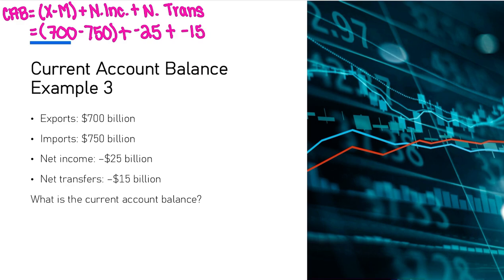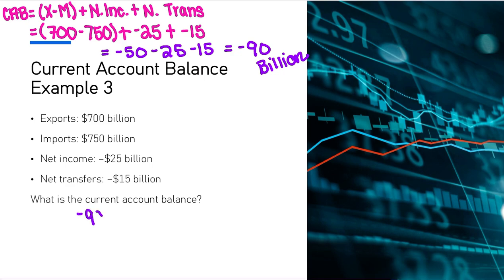So 700 minus 750 is going to give us negative 50 minus 25 minus 15, which gives us negative $90 billion. So negative 90 billion. Since it's negative, that means that the country is running a deficit. And I misspelled that. My apologies.